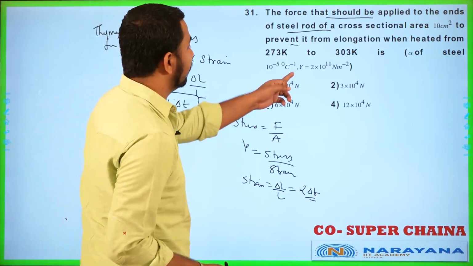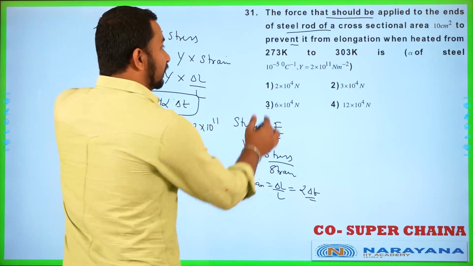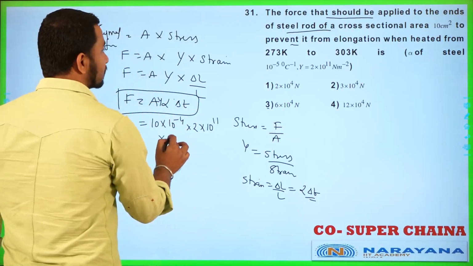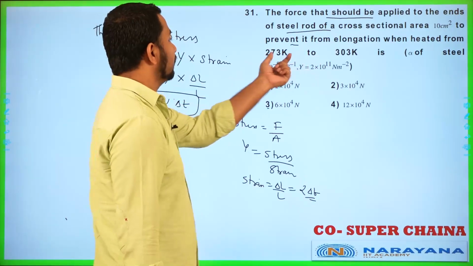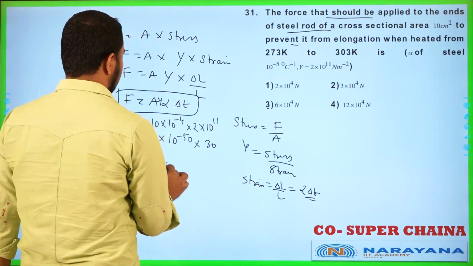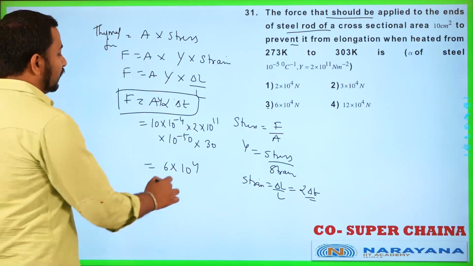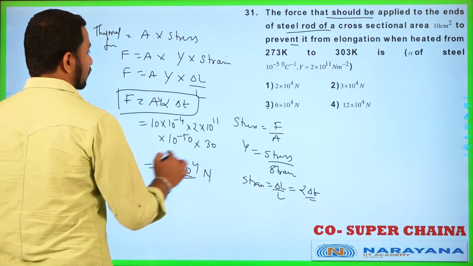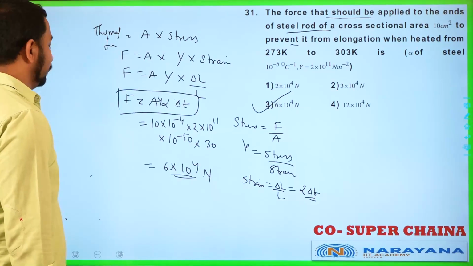Young's modulus is given as 2 into 10 to the power 11. Alpha is given, students, as 10 to the power minus 5. Okay, delta T you have to calculate. So delta T will be here 30. So just do the substitution here. You will get the answer as 6 into 10 to the power 4 Newton, and that will be the answer of this question. Okay, so let's move to the next question.